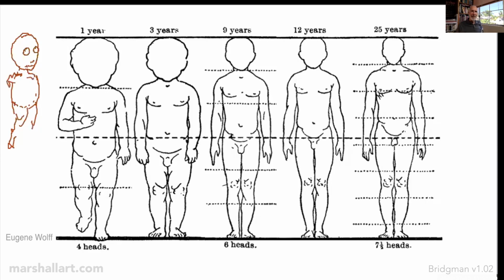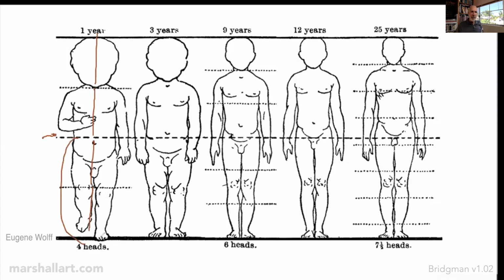And the main thing that happens is that when we're little, we're about 4 heads high. And look where the center of the body is. This whole lower part compresses. As we grow older, we eventually reach that point where the groin is halfway up. And then by the time we've come to our 20s, typically about 7.5 heads high.